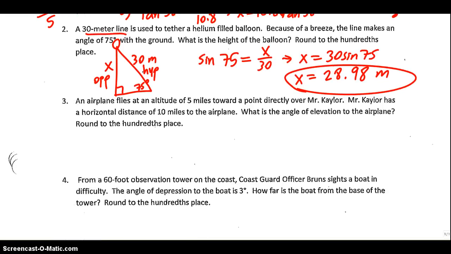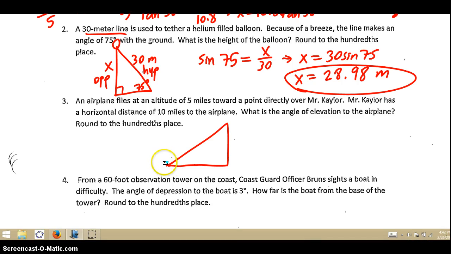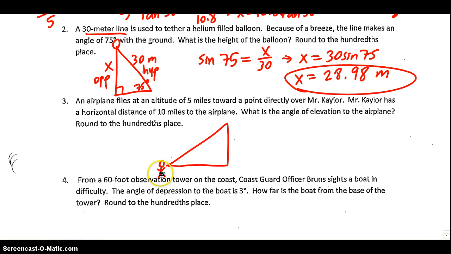An airplane flies at an altitude of 5 miles toward a point directly over Mr. Kaler. Mr. Kaler has a horizontal distance of 10 miles to the airplane. So there's some airplane flying, right? Mr. Kaler's over here. Artist's approximation of Mr. Kaler. He's a horizontal distance of 10 miles to the airplane. Okay, so the airplane's flying up here. There's its wings, right? Flying at an altitude of 5 miles, that's the height.